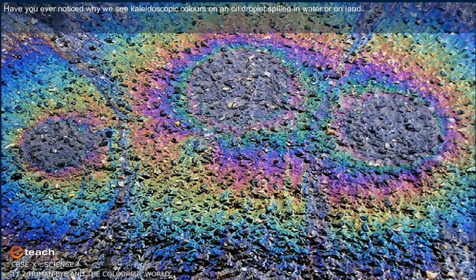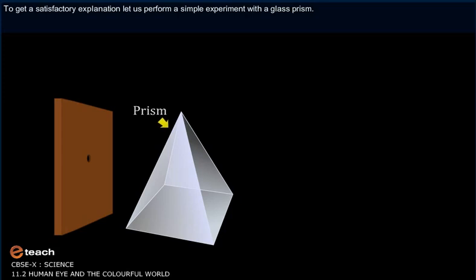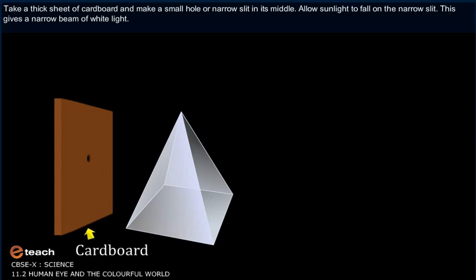Have you ever noticed why we see kaleidoscopic colors on an oil droplet spilled in water or on land? To get a satisfactory explanation, let us perform a simple experiment with a glass prism. Take a thick sheet of cardboard and make a small hole or narrow slit in its middle. Allow sunlight to fall on the narrow slit.